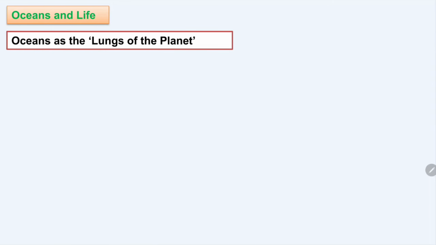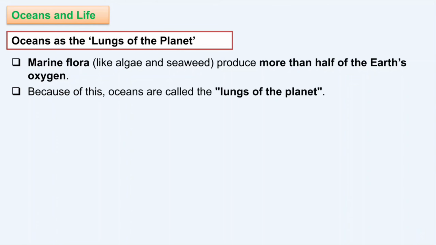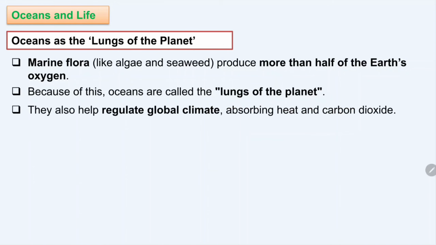So oceans are the lungs of the planet. That is why the ocean has been described as the lungs of the planet. Let us see how. Marine flora, like algae and seaweed, produce more than half of the Earth's oxygen. Because of this, oceans are called the lungs of the planet, as they produce more than half of the Earth's oxygen. That is why they are called what? Lungs of the planet.